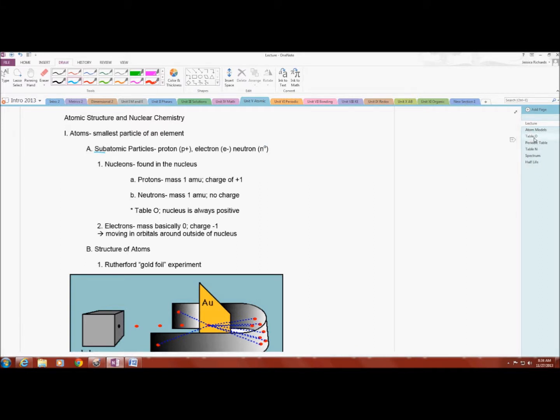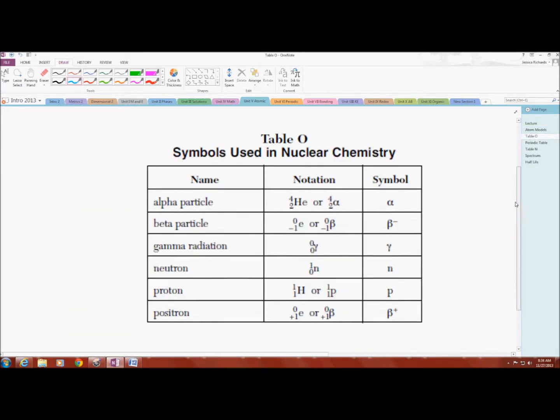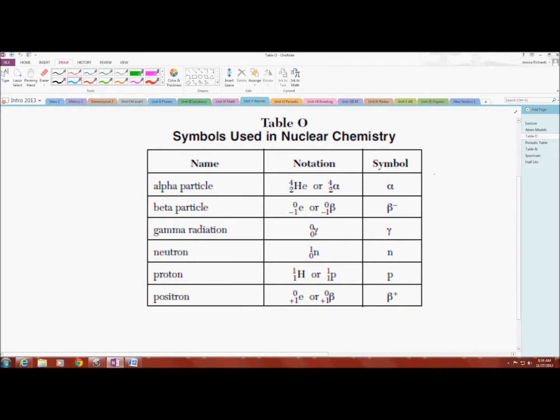Take out your reference table and find reference table O. Reference table O is going to show you the symbols that they use for nuclear chemistry and the different ways that we write with them, the notations that we use. Gamma radiation is not a particle, it's not matter, it's just energy. It's energy that's released anytime we have something that's radioactive. So you'll notice it has 0, 0. The top number is the mass, and the bottom number is actually the charge.